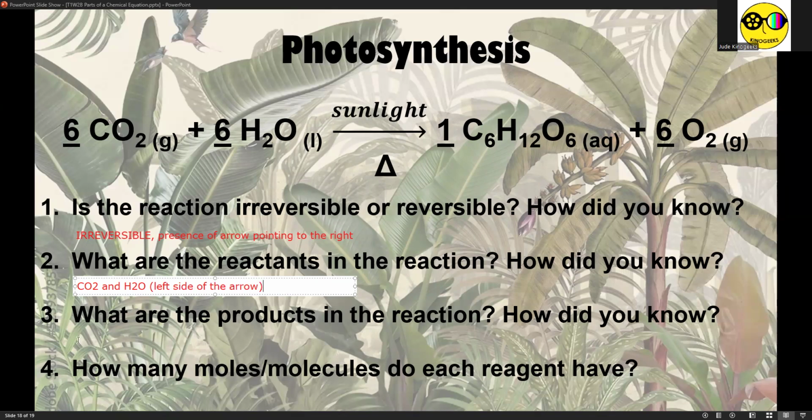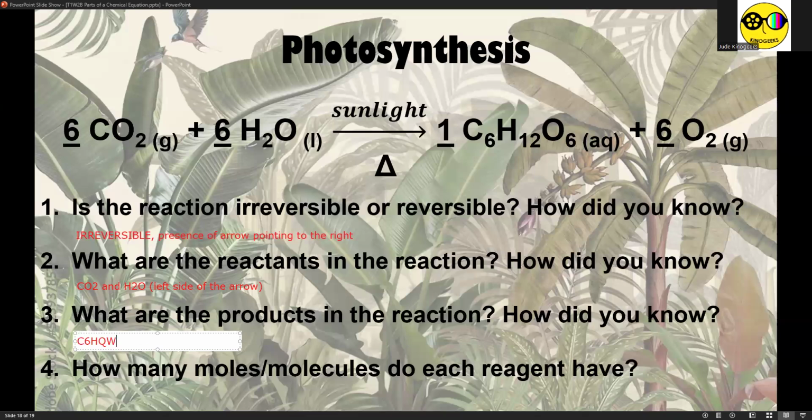For number three, what are the products in the reaction? How did we know? So the products are C6H12O6. I'm sorry if I can't actually type subscripts because there are no subscript functions for annotation here. So it's C6H12O6 and O2 gas. So they're found at the right side of the arrow.